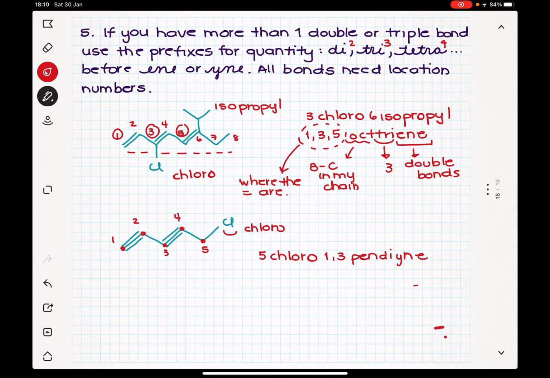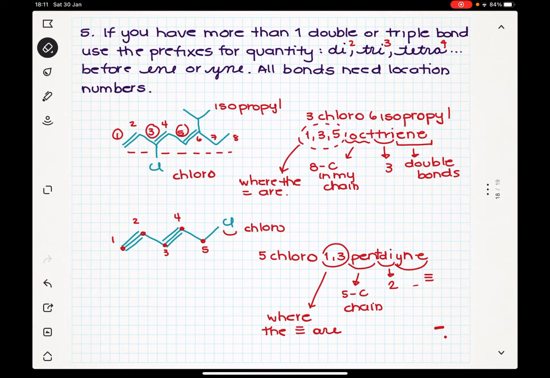So let's see it again. This means the triple bond. This means that I have 2. This means that I have a 5 carbon chain. This tells me where the triple bonds are. And obviously the substituents. So that is how we're going to be naming alkenes or alkynes where I have more than one. Okay, another case.